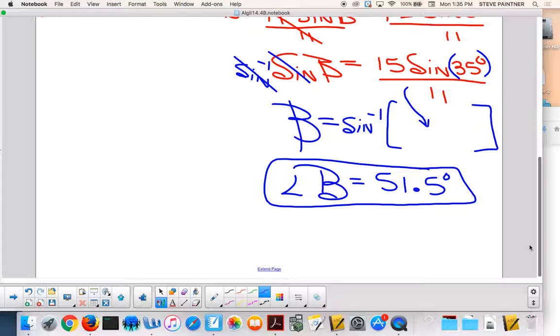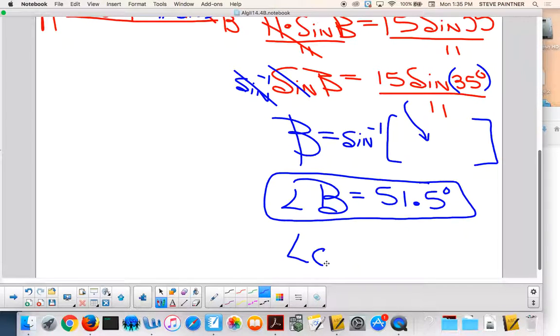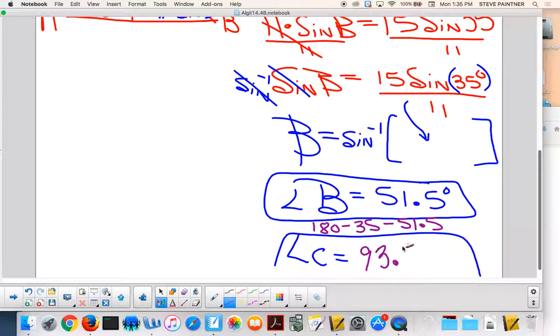Okay, next up. Let's go back and fill that in. Where's the 51.5? It's right here, isn't it? Okay, I got B. Now I'll go get C. Well, if this is 35 and this is 51.5, how do you get C? 180 minus 35, minus 51.5. 93.5 is the answer. Good.